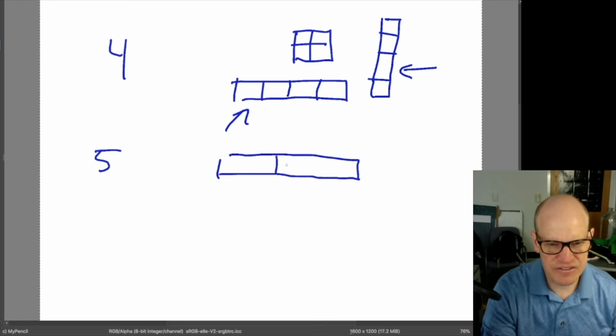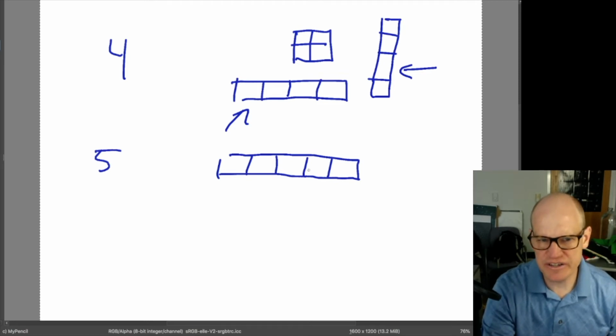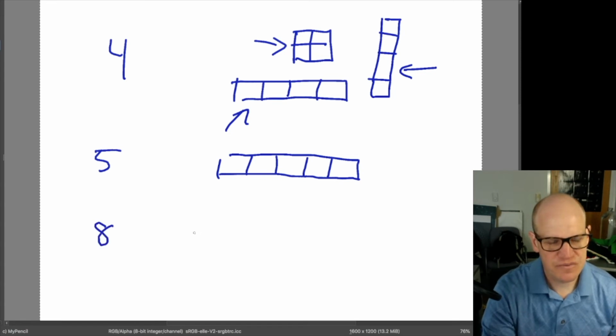Okay, so 5 is going to look something like this. And you can only make this kind of rectangle out of a 5. You can't make something like that. On the other hand, like 8, maybe not 8.